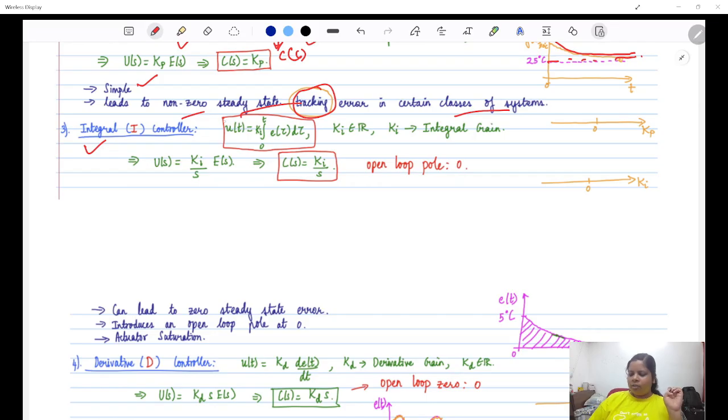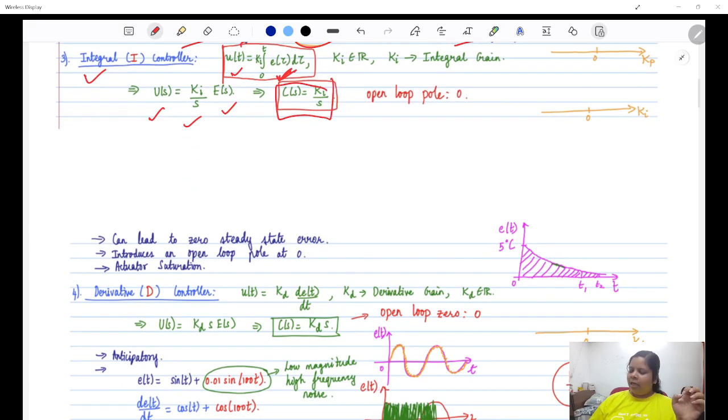So integral control is basically: the controller output is Ki times the integral of the error over time from 0 to t. Okay, so here you are not just working on the current error, instead you are adjusting your control input based on all of the errors which have been there, from 0 to t. If you take the Laplace transform, U(s) is equal to Ki by s into E(s). So from here your controller is going to be Ki by s.